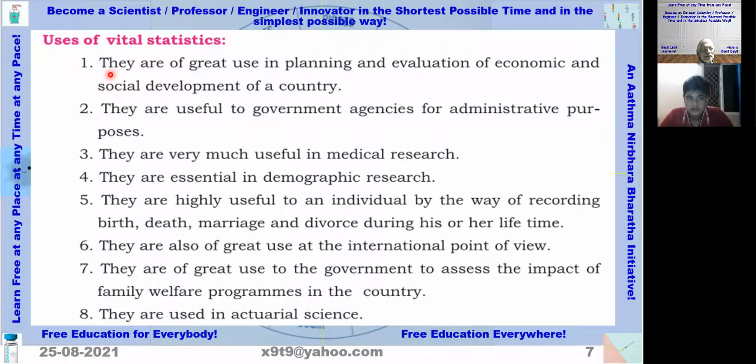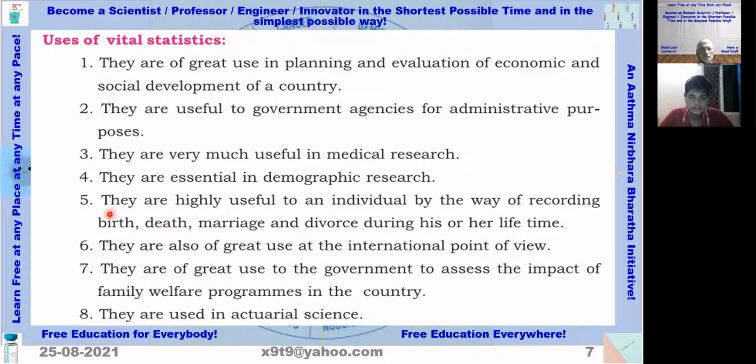They are of great use in planning and evaluation of economic and social development of a country. That is number one. Then, they are useful to government agencies for administrative purposes. They are very much useful in medical research. They are essential in demographic research.